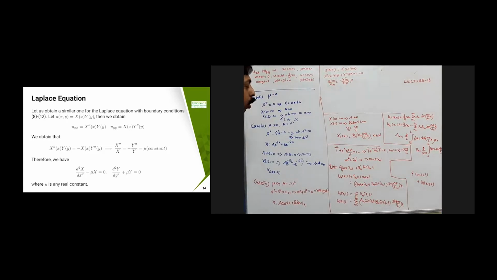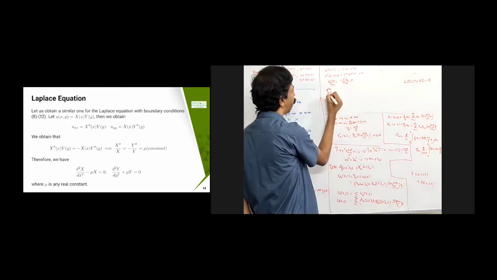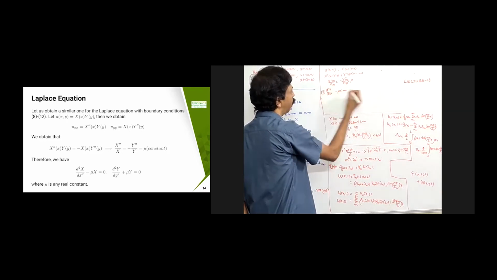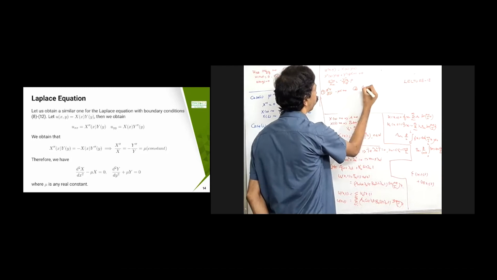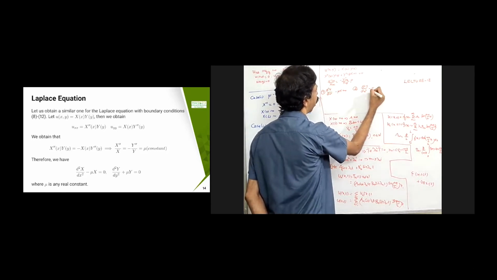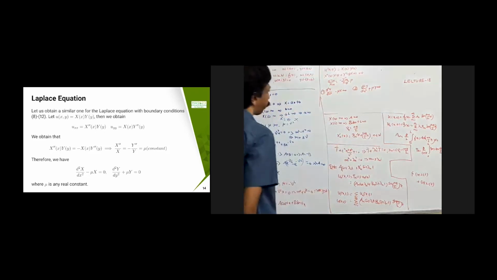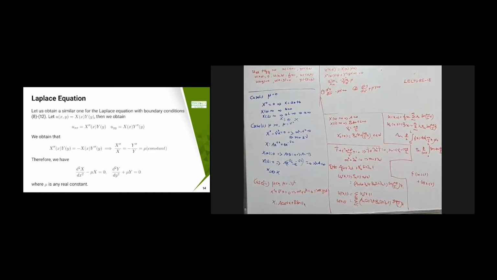So in that case, again you are going to get two problems. One is d square X by dx square minus nu X equal to 0. Okay, this is problem number 1. And problem number 2, I have d square Y by dy square, actually plus, okay, nu Y equal to 0. Okay, so this is the one which you are going to get in this case.